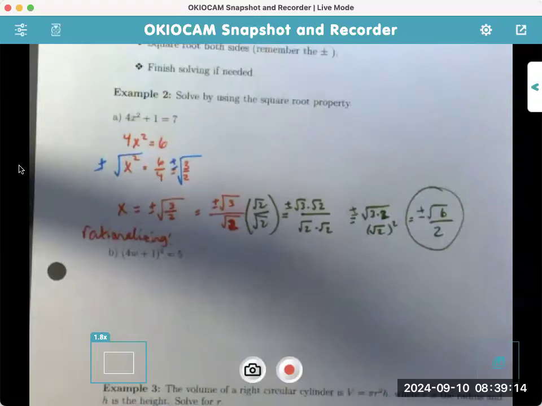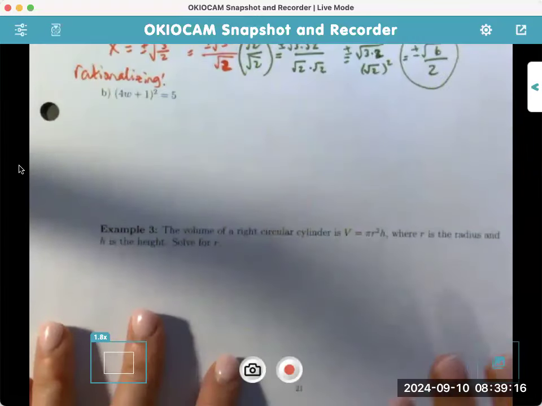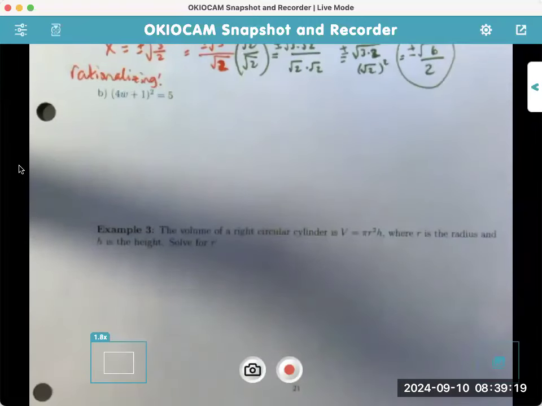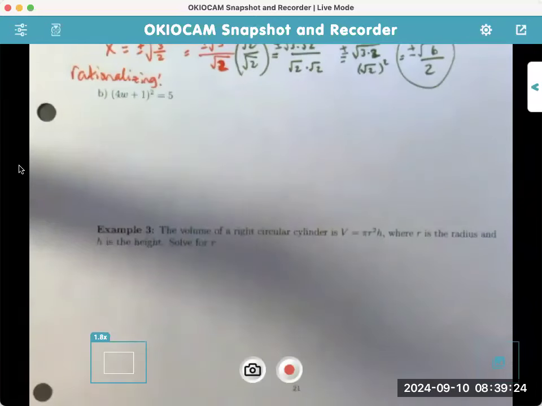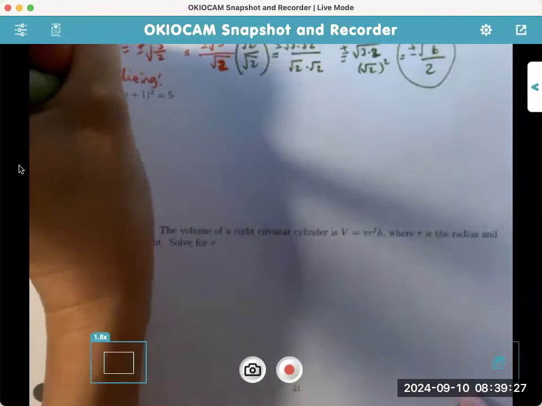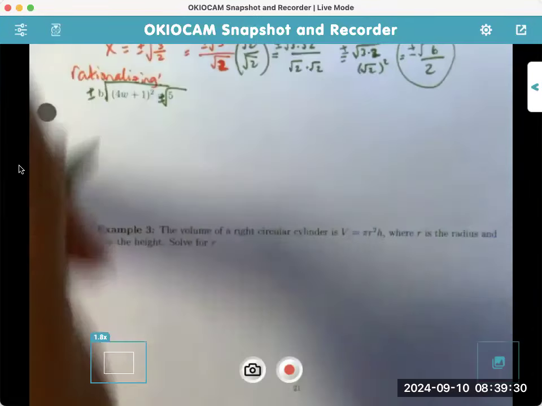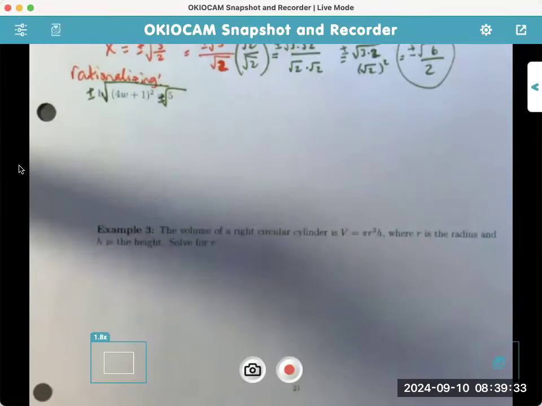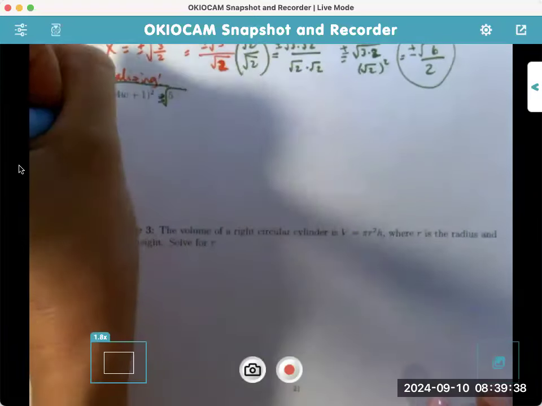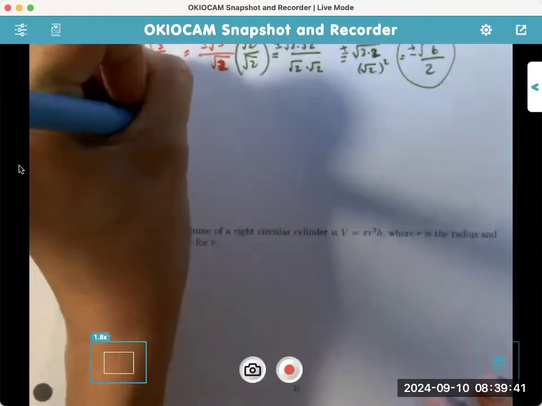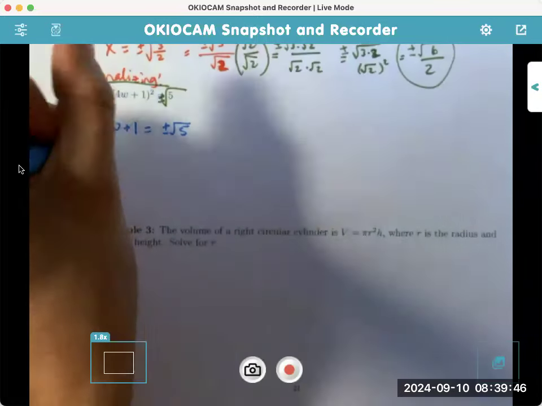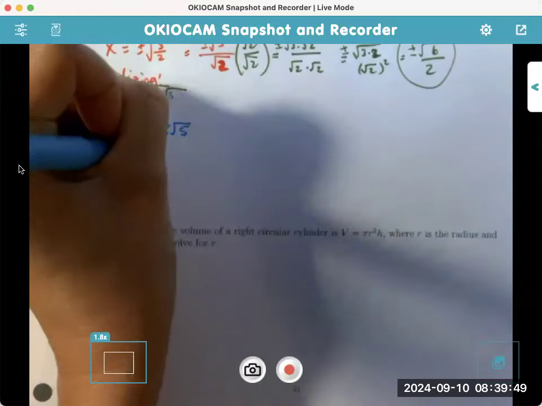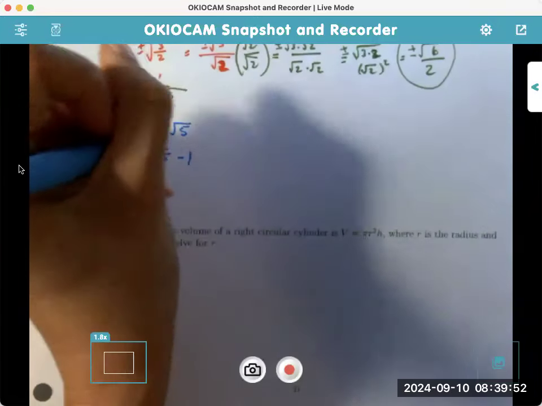So now with something like B, we have 4w plus 1 quantity squared equals 5. So here, again, the square term is isolated. So we're just going to dive right into taking that square root of both sides, not forgetting the plus minus. Let's change colors. So this says 4w plus 1 is equal to plus minus root 5. And so now this is where we finish solving. So we subtract a 1. So 4w is equal to plus or minus root 5 minus 1.